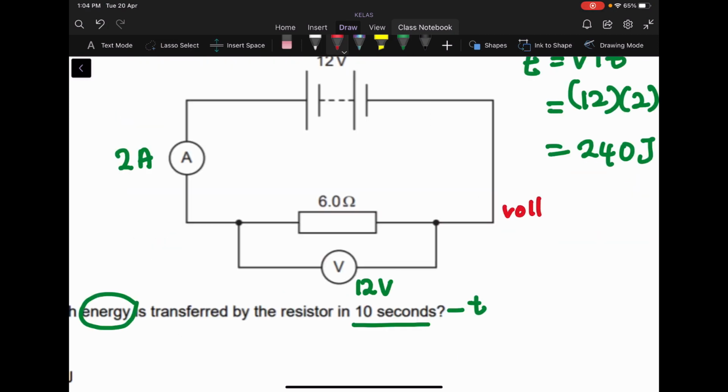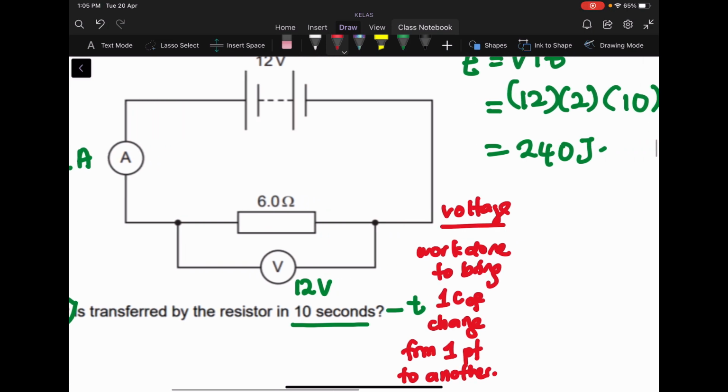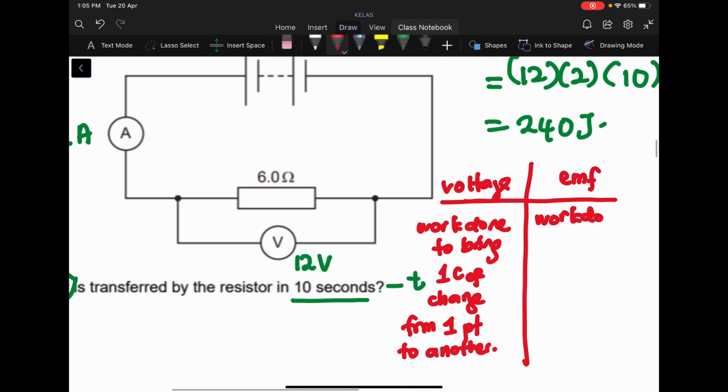What is voltage? I feel like I've said it many times, but I don't know who I'm telling. What is voltage? Work done. Work done. This is a different question. To bring 1 coulomb of charge from one point to another point. But what did I ask you just now? Just now I asked you about E.M.F. Anybody wants to tell me what is an E.M.F? Anybody? It is also a work done.